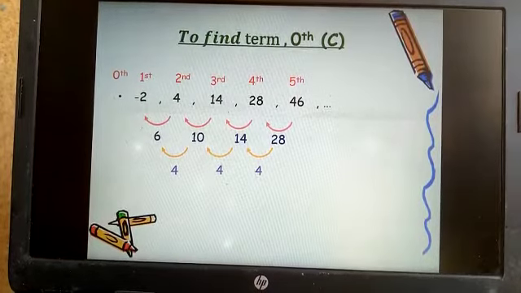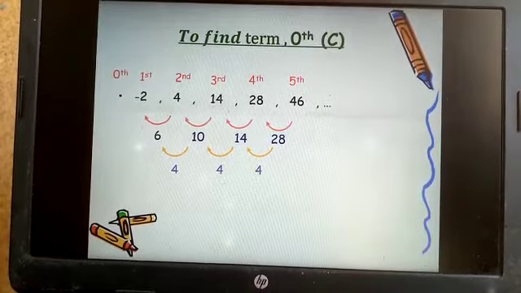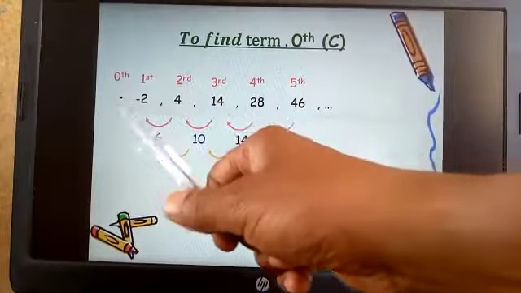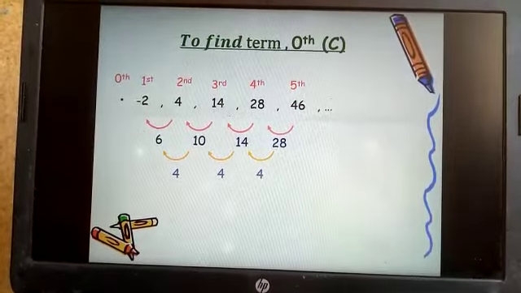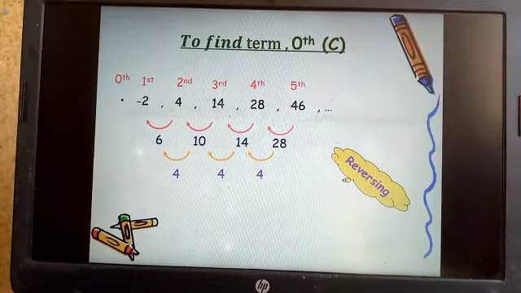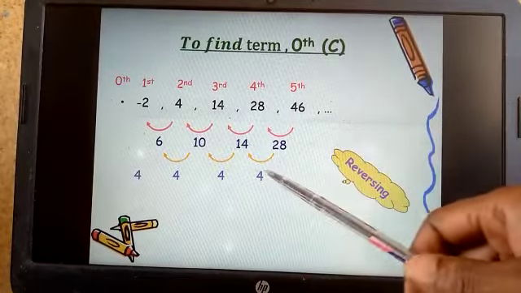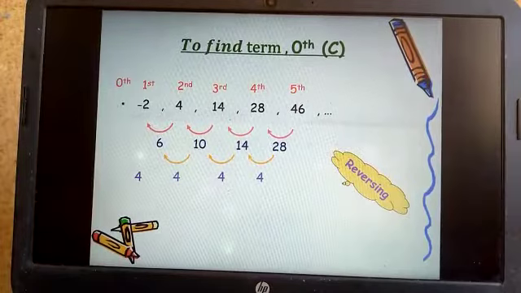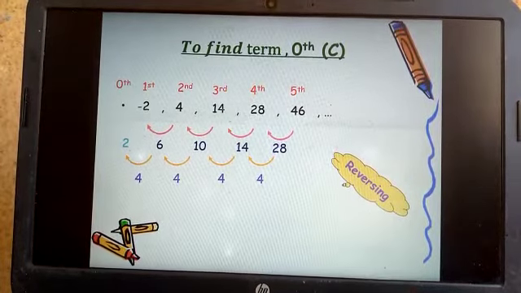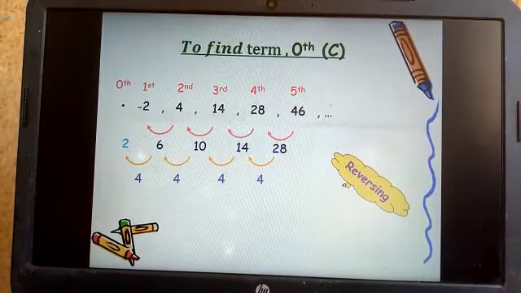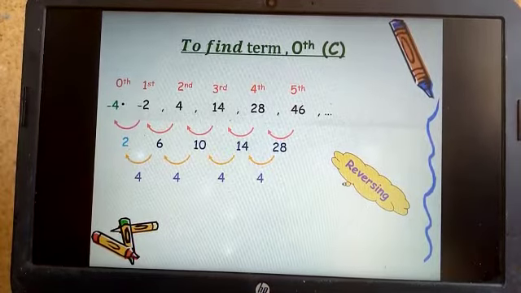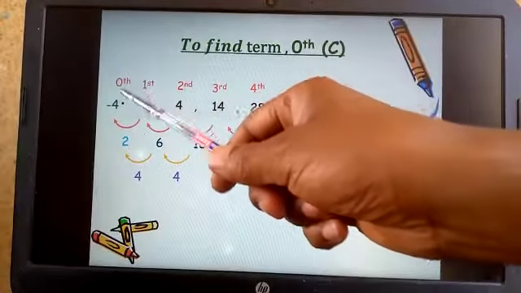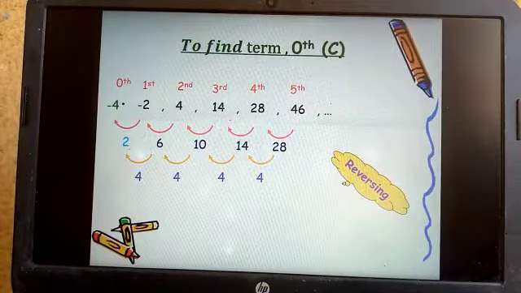To find C, what is C? C is actually the 0th term. So how do you find C? We use the reverse method. Because these second row differences are 4, this will automatically be 4. So you reverse upwards, the next to be 2, and the next to be -4. So by this, we know that the zeroth term is -4.